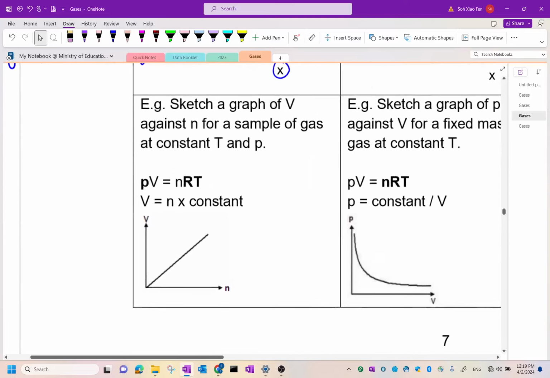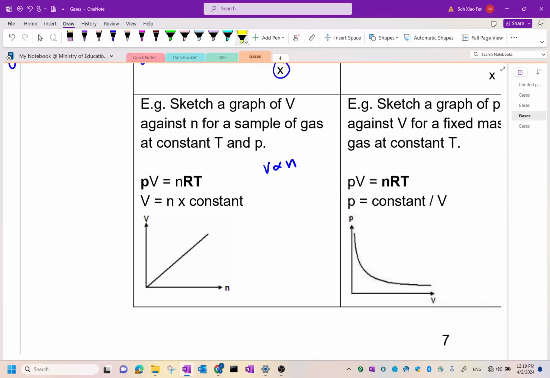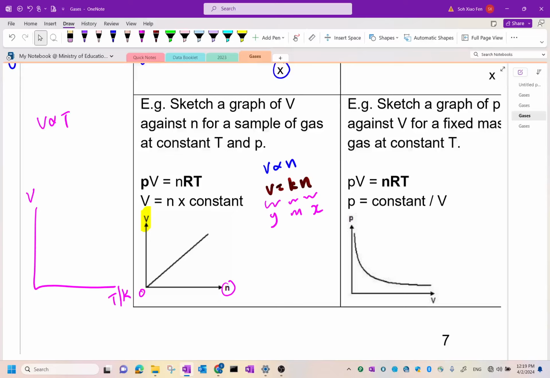A good example would be Avogadro's law, where V is proportional to n. So V is equal to kn, where V is your y-axis and n is your x-axis, and this is your gradient. You will see that it is a straight line that passes through your origin. Another example is Charles' law, where V is proportional to T. When T is in Kelvin, V equals kT, so it should be a straight line that passes through the origin.